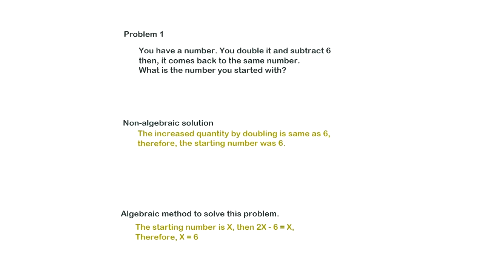Say, problem 1. We have a number. You double it and subtract 6. Then it comes back to the same number. What is the number you started with? Okay. So, you double it and subtract 6. Then it comes back to the same number. So, what is the number you started with?